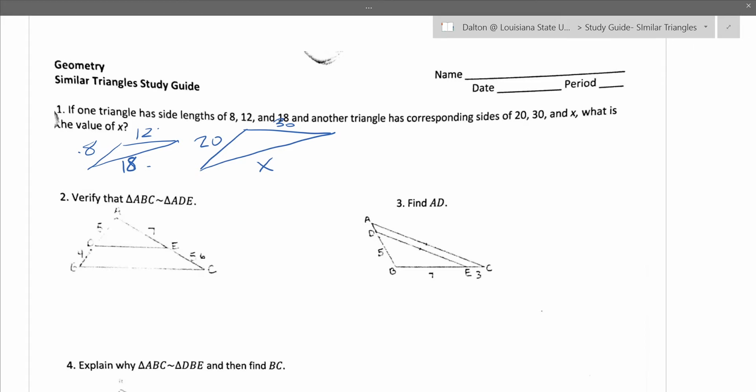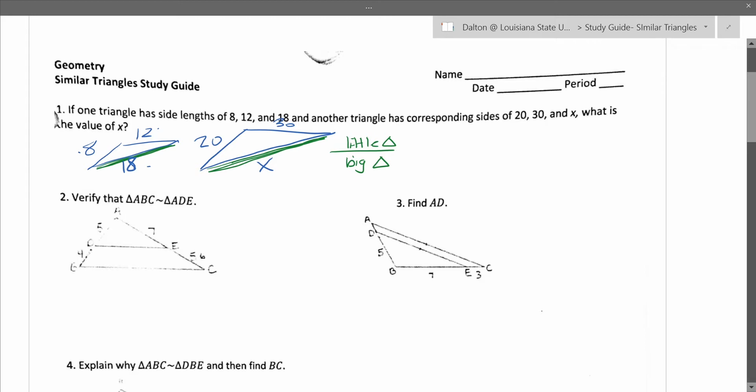If I'm going to solve for x, we can set up a proportion of the little triangle over the big triangle. And in doing so, there are going to be two values that you don't need, but you definitely want to make sure that you choose whatever side corresponds with x, since that's what we're solving for, right? So you may want to choose 18 from the little triangle. It corresponds to x of the big triangle.